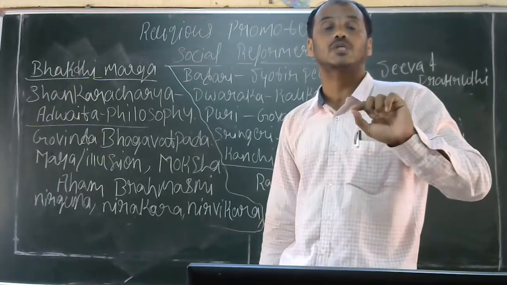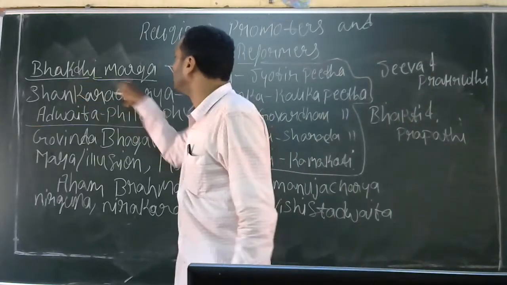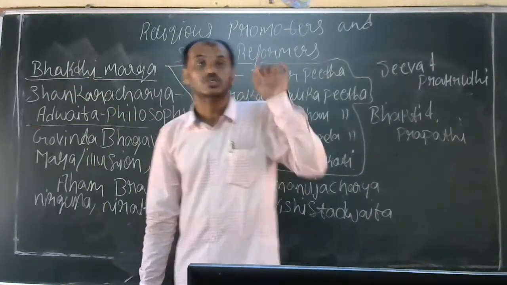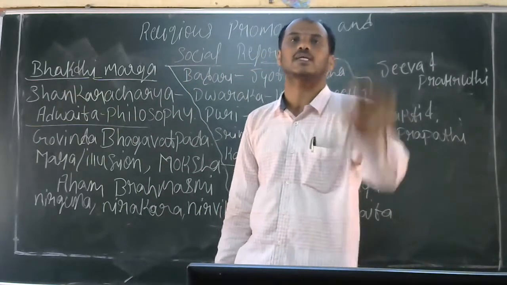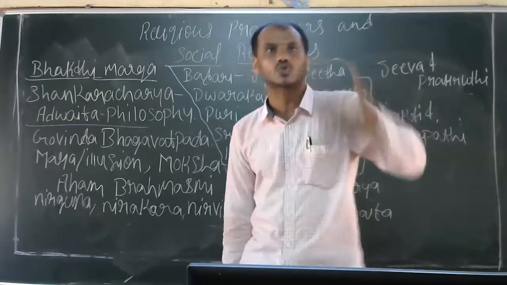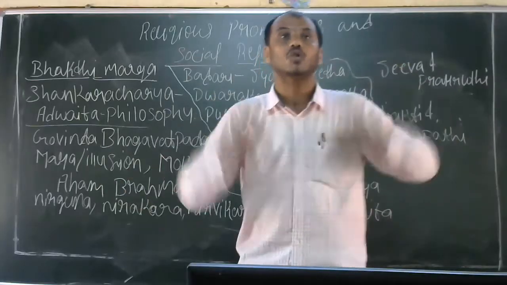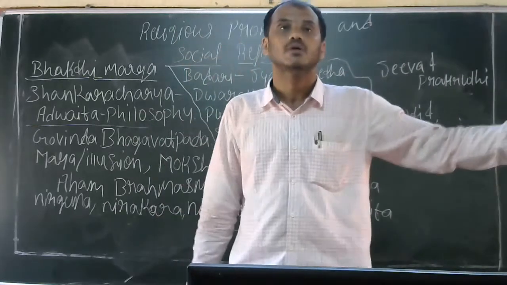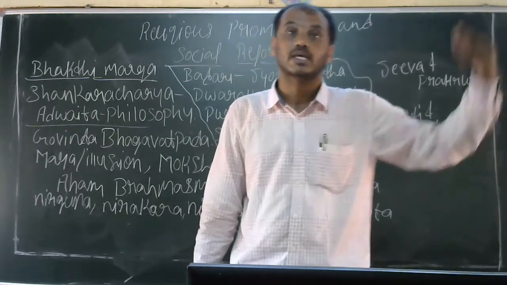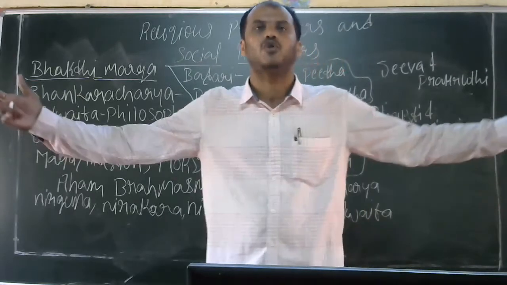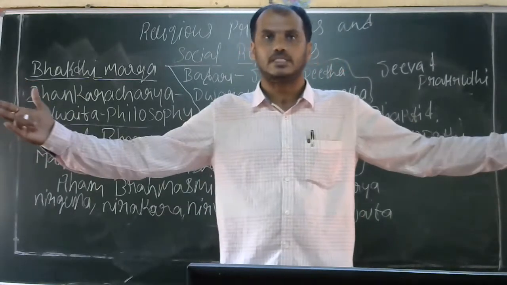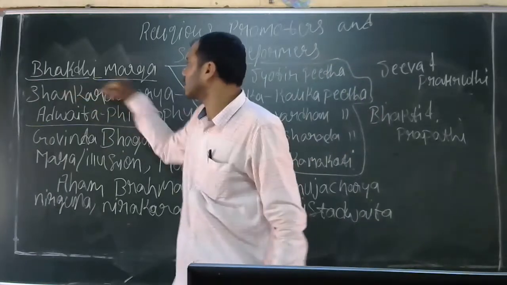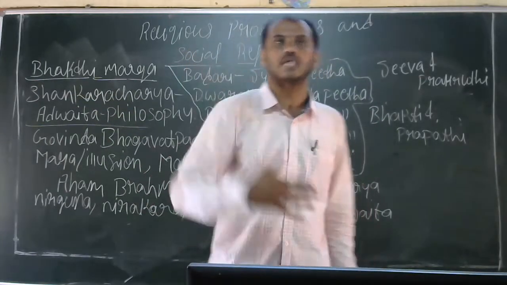How can they attain moksha? Through bhakti marga. You have to surrender yourself to God, then only you can attain moksha. So before these social reformers, how was the society? Only the upper class people could attain moksha. Only they could worship God. Such false beliefs and rituals were being practiced. But these social reformers, through Bhakti Marga, started to preach to the society.